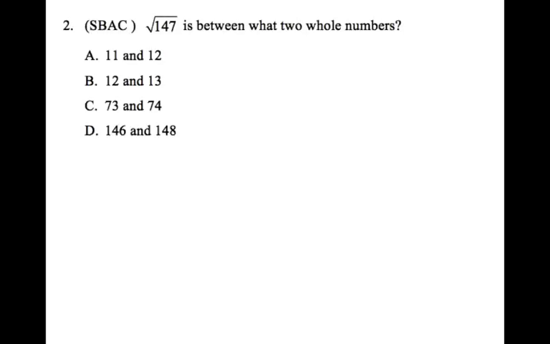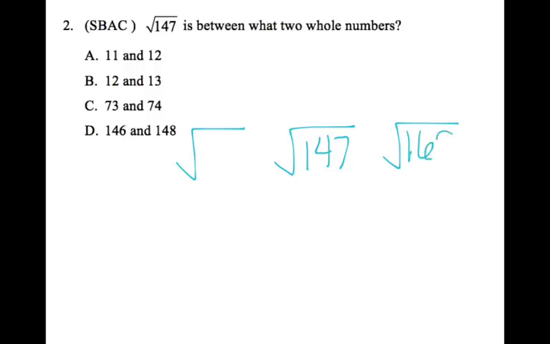Number 2. Square root of 147 is between what two whole numbers? Now you are not going to have a multiplication chart, so it's important that you have some of these numbers memorized. So 147 is going to be in between 144 and 169. Those will be the two perfect squares, the perfect square smaller, the perfect square larger.